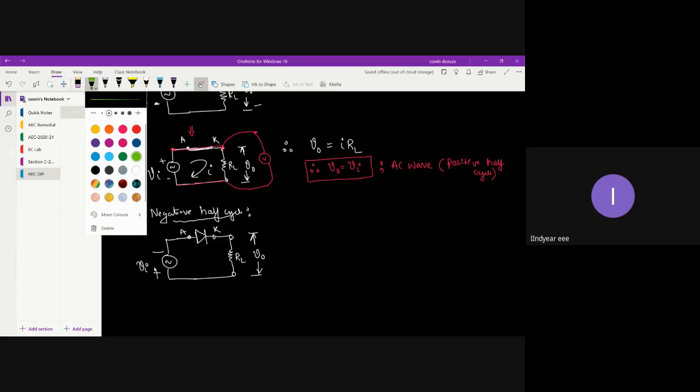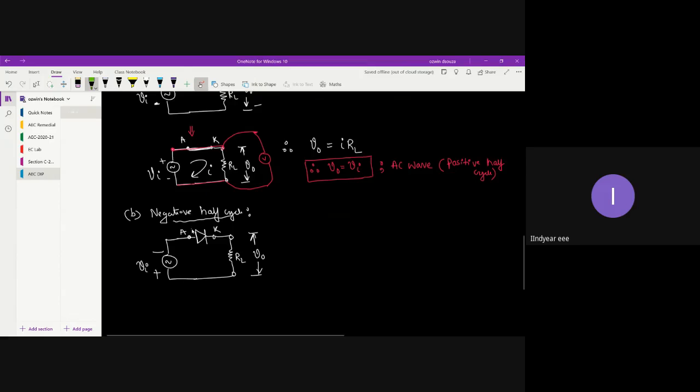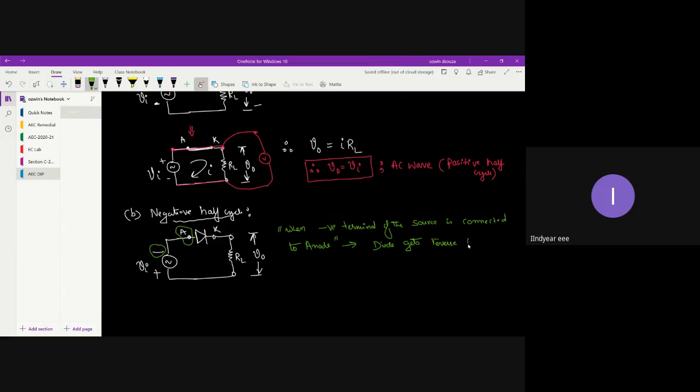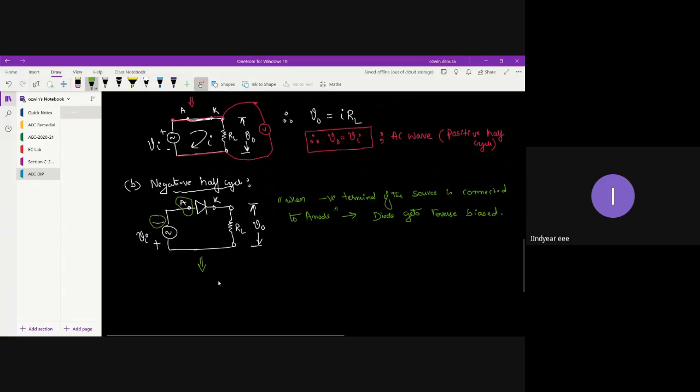Now, can anyone tell me what will happen to diode conduction? As you can clearly observe, the anode terminal of the diode is connected to the negative terminal of the source. So when the negative terminal of the source is connected to the anode, the diode gets reverse biased. Due to which the equivalent circuit looks like this.